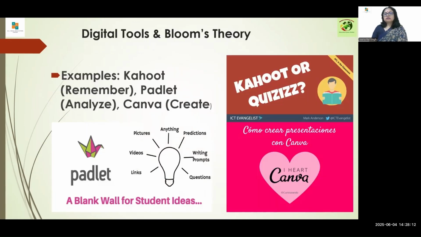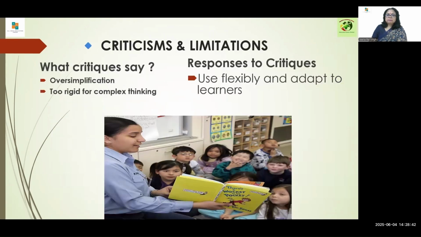Next, we need to understand the digital tools which support teaching through Bloom's theory. Kahoot helps the children to remember the facts. Padlet is a digital tool which helps the children to analyze. And Canva is available where children can create and showcase their innovation abilities.